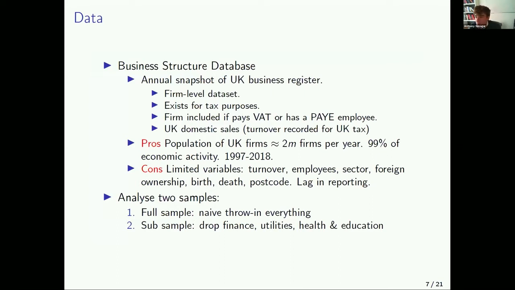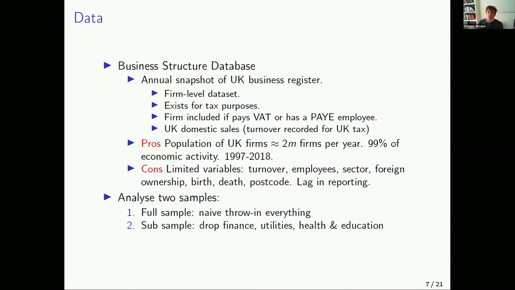So moving on to the data we deal with. We're going to use something called the Business Structure Database. This is an annual snapshot of all firms in the UK. It grows from about 1.5 to 2 million firms over the time period that we look at. It's a firm-level data set which exists for tax purposes. You're put on this register if you either pay VAT, value added tax, meaning you have revenue over £85,000, or you have at least one employee, a PAYE registered employee. It records sales within the domestic economy, so turnover recorded for UK tax purposes.